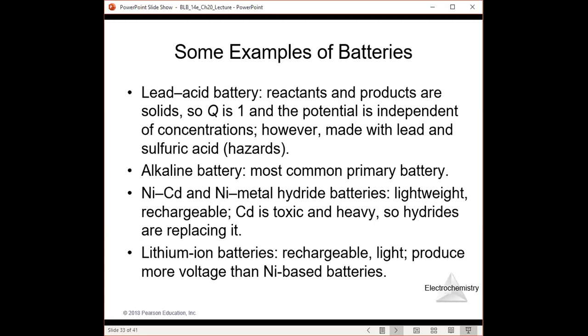I'm serious. Alkaline batteries are the most common one, AA, AAA batteries. You got nickel cadmium and nickel metal hydride batteries. They're lightweight, they're rechargeable. The cadmium is toxic and heavy, so a lot of the hydrides are replacing them. Then you got your lithium ion batteries. They are rechargeable as well. They're light. They produce more voltage because lithium is more reactive.